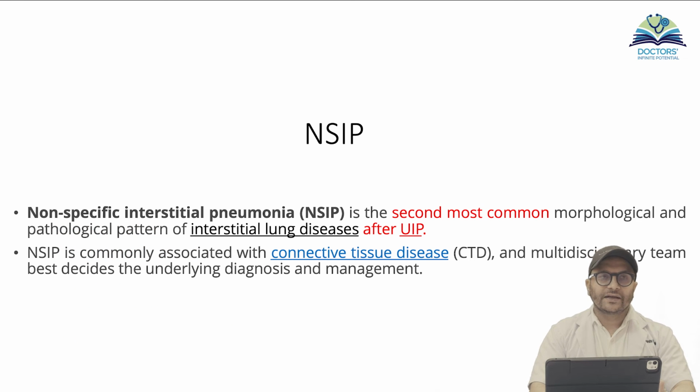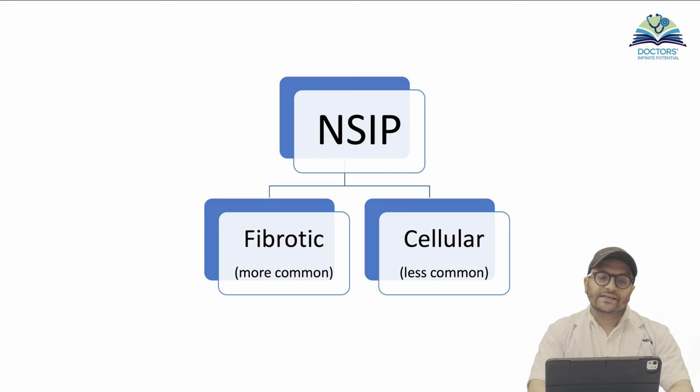Lastly, let's talk about NSIP, non-specific interstitial pneumonia, which is the second most common morphologic and pathologic pattern of interstitial lung disease after UIP, and is most commonly associated with connective tissue disease. NSIP is mainly divided into two types: fibrotic NSIP, which is very common, and cellular NSIP, which is less common.